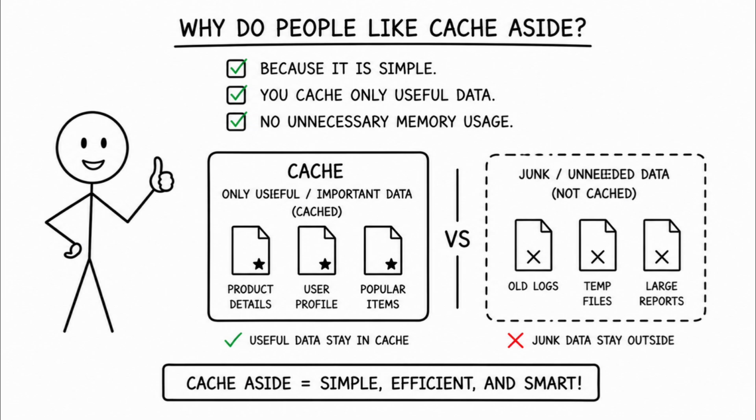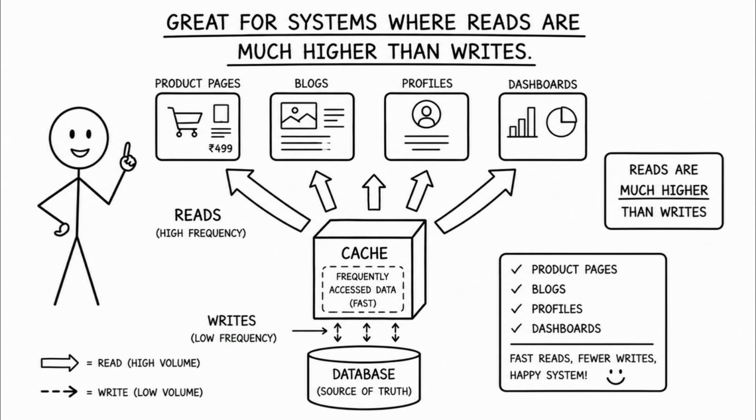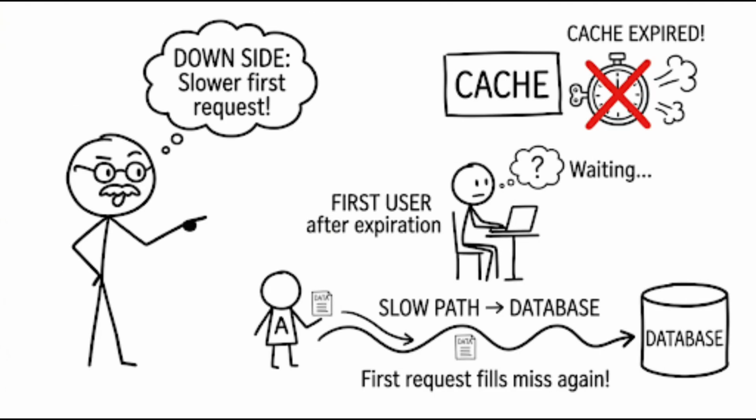Why do people like cache aside? Because it is simple. You cache only useful data. No unnecessary memory usage. Great for systems where reads are much higher than writes, like product pages, blogs, profiles, dashboards. But one downside exists. After cache expires, first user may face slower response because that request must go to database. Still, for many systems, this trade-off is worth it.